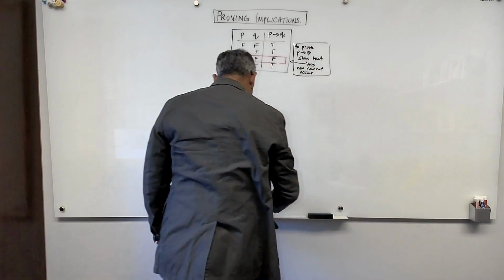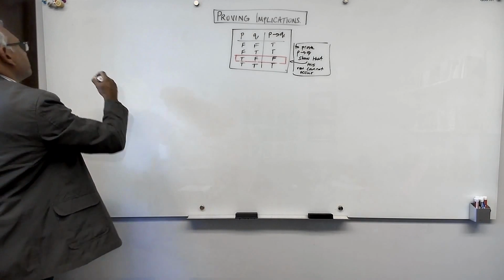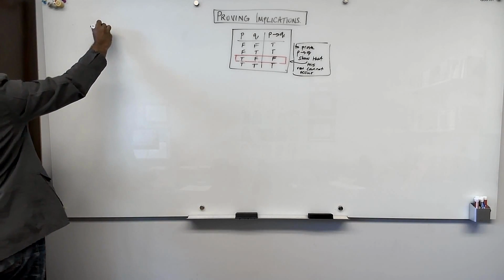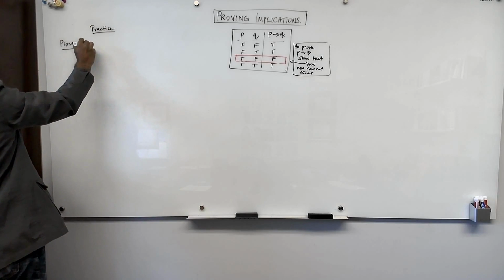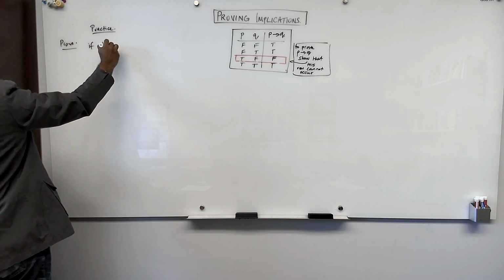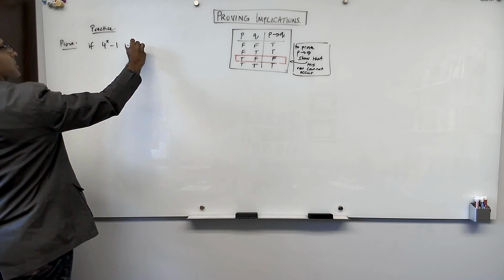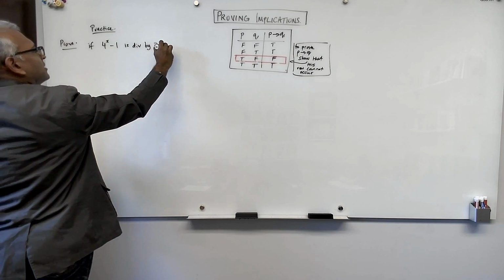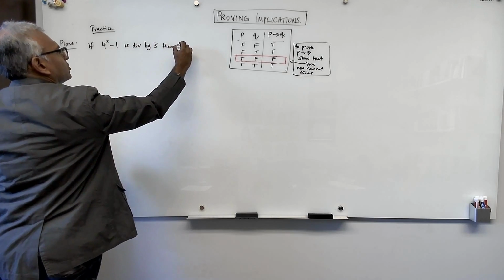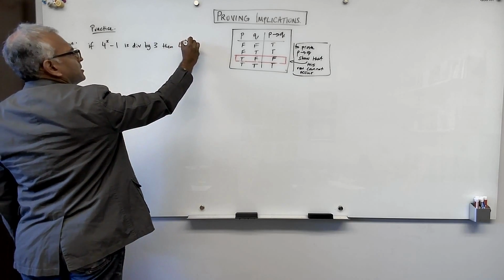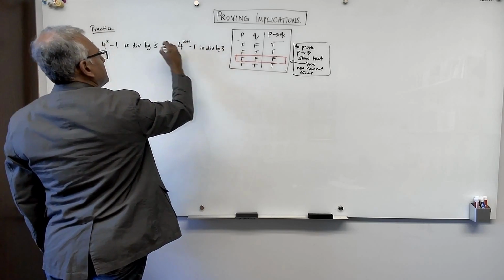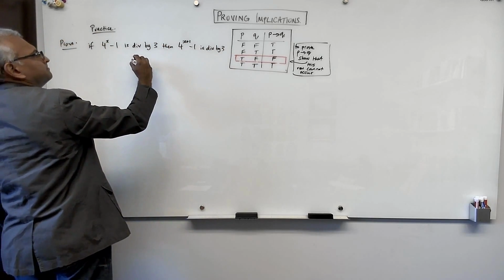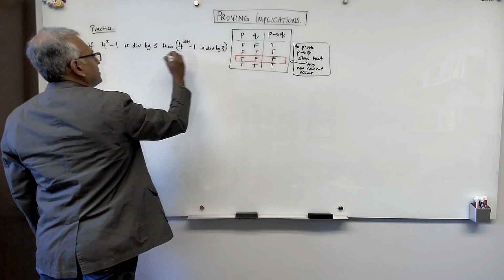All right. Look at that. Okay, practice. So prove: if 4 to the x minus 1 is divisible by 3, then 4 to the x plus 1 minus 1 is divisible by 3. Okay? Yes.